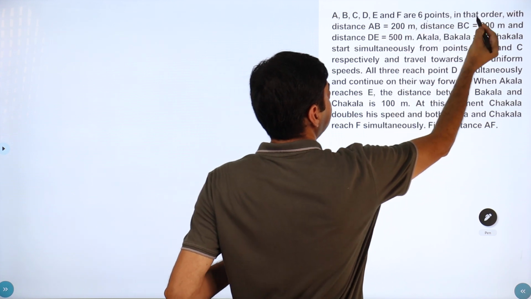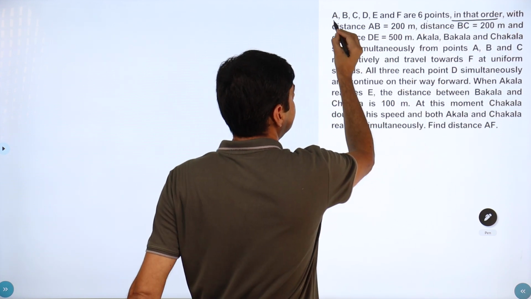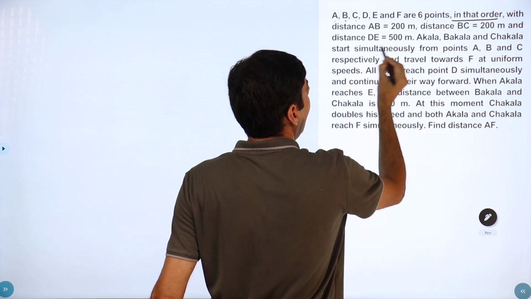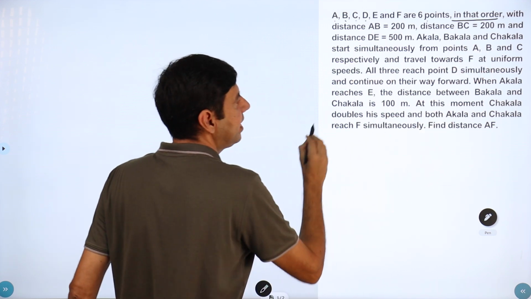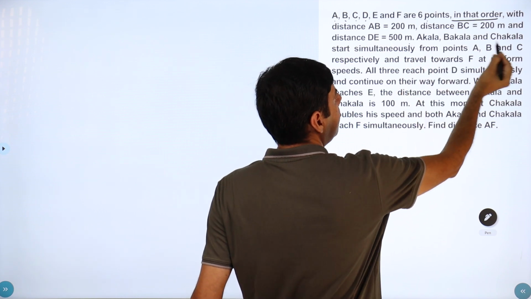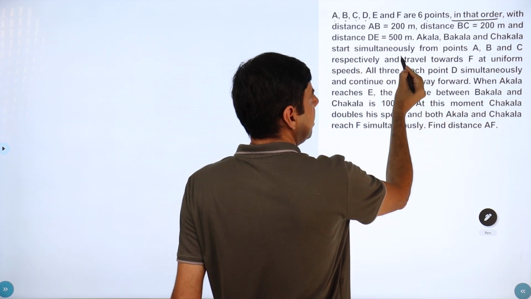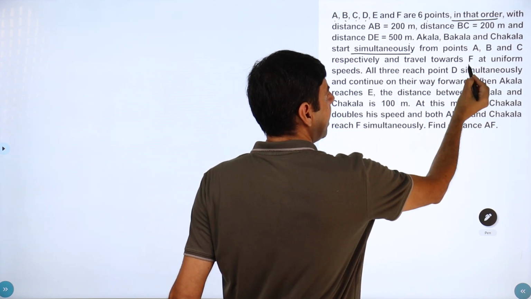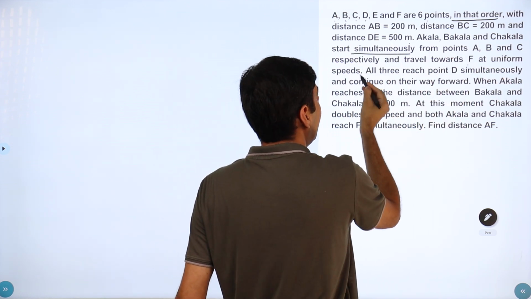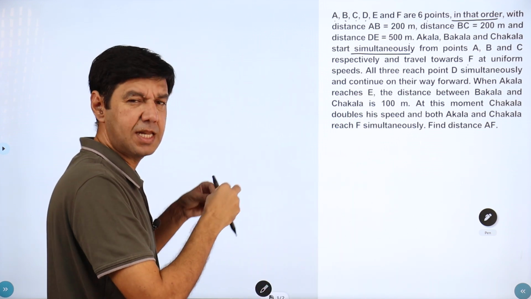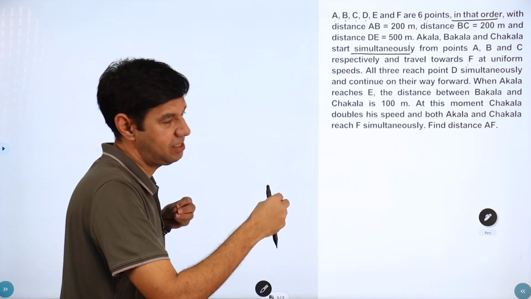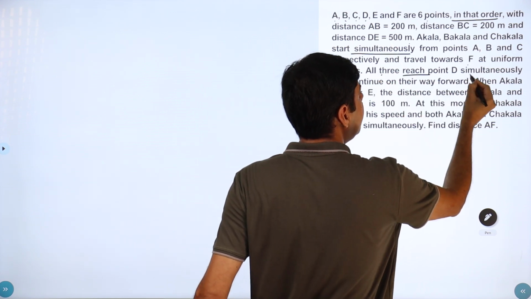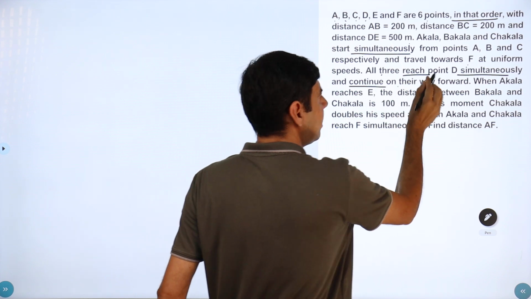So A, B, C, D are 6 points in that order. This is important. Distance between A to B, the first 2 points, 200, between B and C 200, and between D and E. So CD gets missed over there. Now Akala, Bakala, Chakala start simultaneously from A, B, C respectively. Okay, at the same time they travel towards the rightmost point at uniform speed. So till now it is just 3 points in an order. 3 people start and they move towards something. All 3 reach D simultaneously and continue on the way.